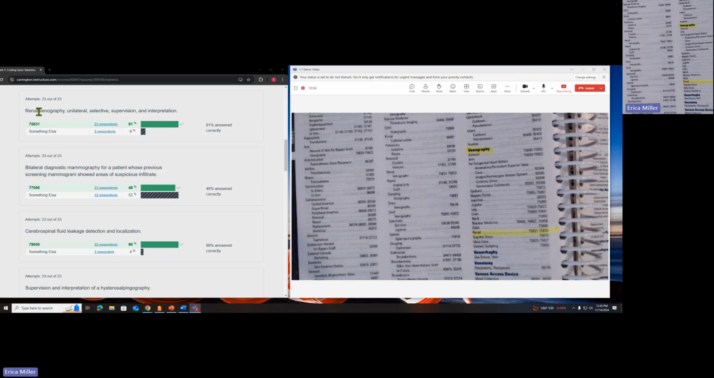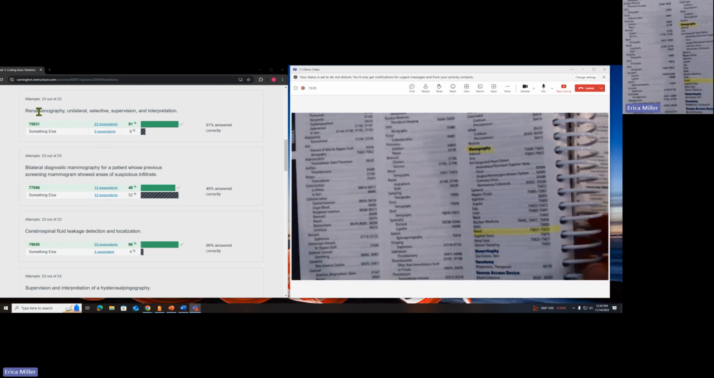Unilateral, selective, supervision, interpretation. Okay. So now I know what I'm looking for in those codes that have been provided to me in the tabular section. So now I'm going to head over.